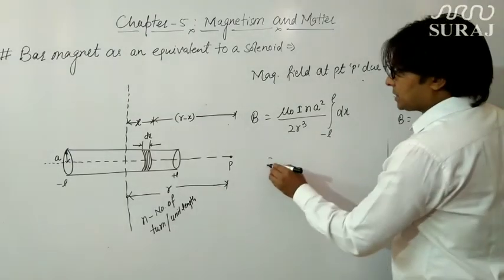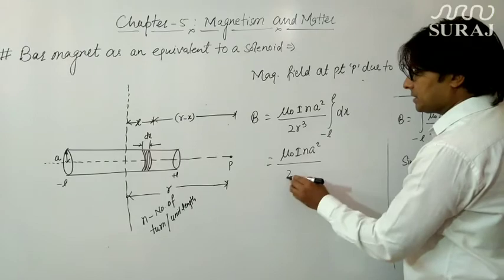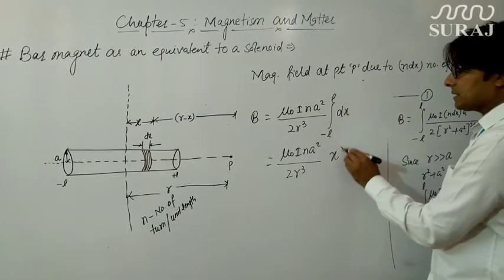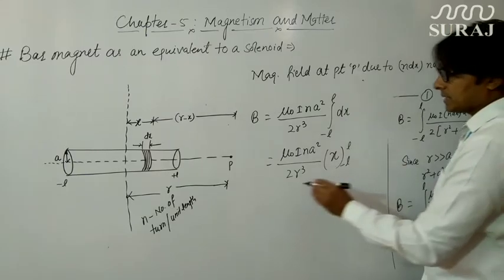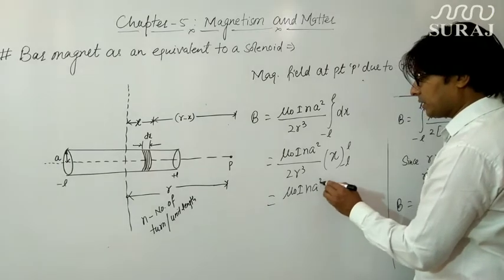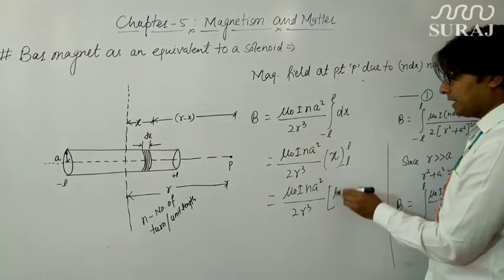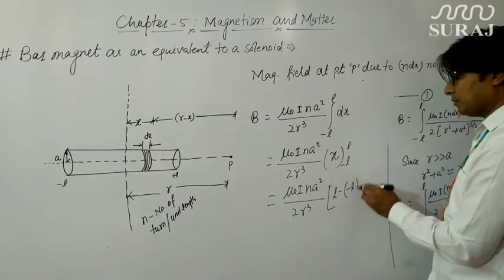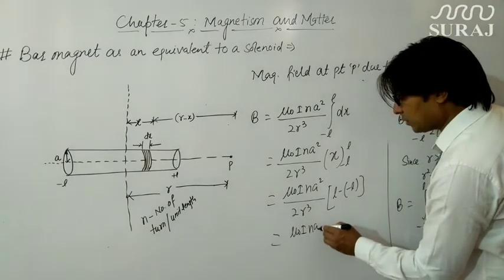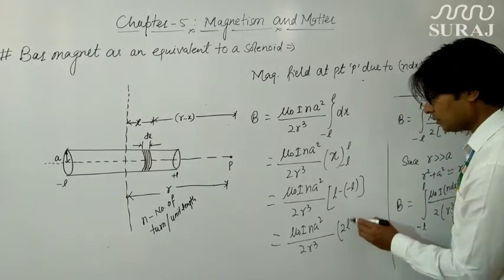Okay, now we will solve this integration. Mu 0 I n a square will remain as it is, and if you integrate this it will be x from minus L to plus L. If you put the limits here, mu 0 I n a square divided by 2r cube, so it will be L minus of minus L, so it will become 2L. So mu 0 I n a square upon 2r cube, and it is 2L.